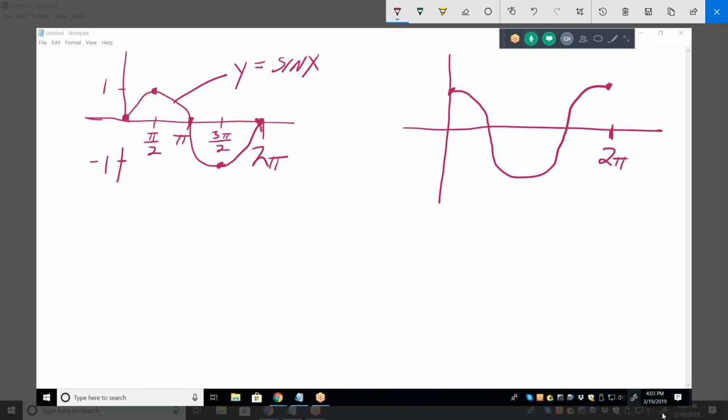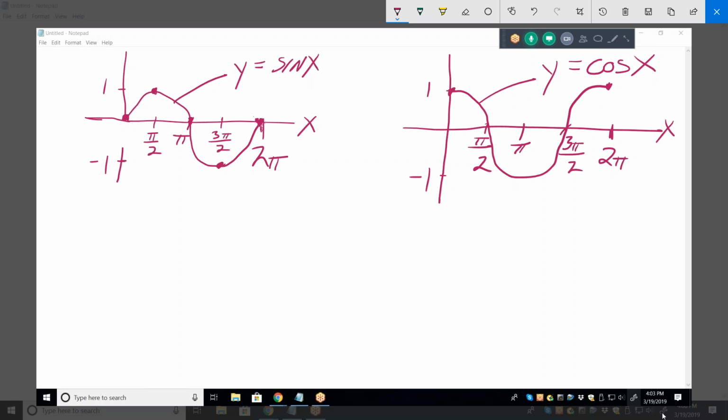Now, if we quarter that up, the key points are our same key points. Pi over 2, pi, 3 pi over 2. In other words, at those values on the x-axis, the trig function reaches its maximum, minimum, or 0. This is also 1, minus 1.